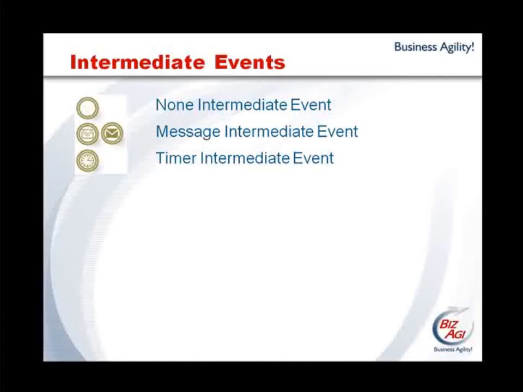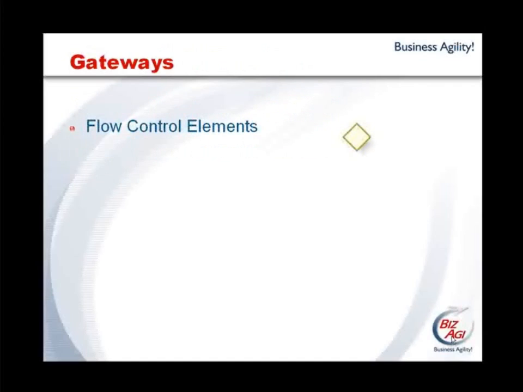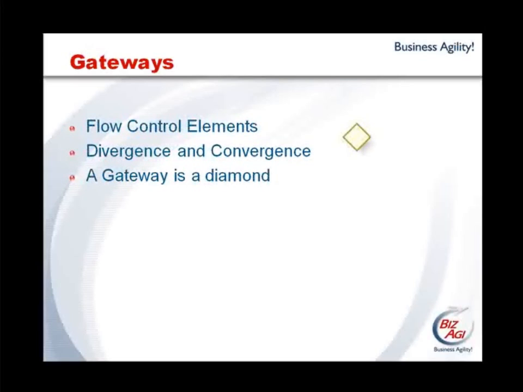The most commonly used intermediate events are none, message, and timer. We will study these in depth later on. Now we have seen the events, we are going to look at gateways. As we have seen previously, gateways are elements used to control divergence and convergence of the flow.